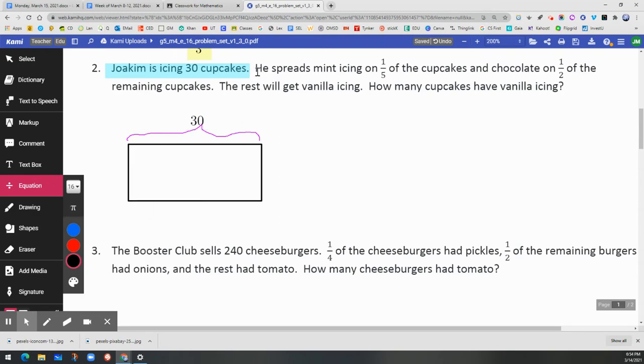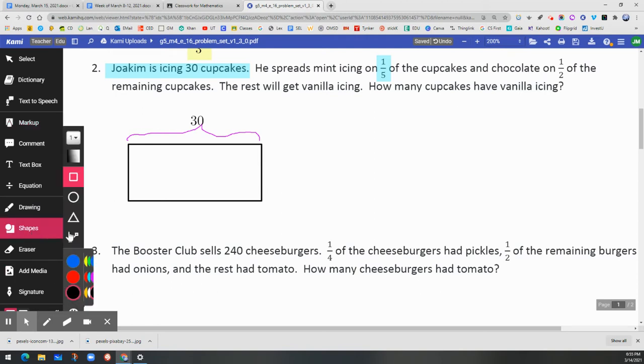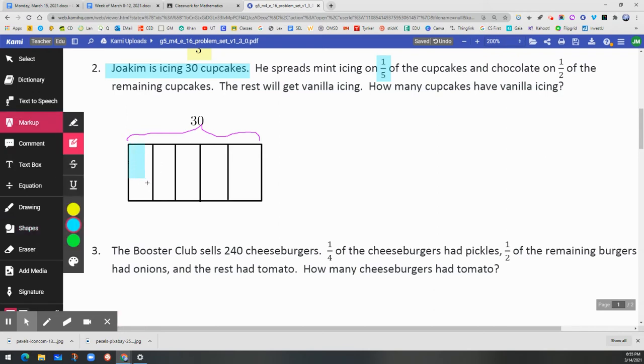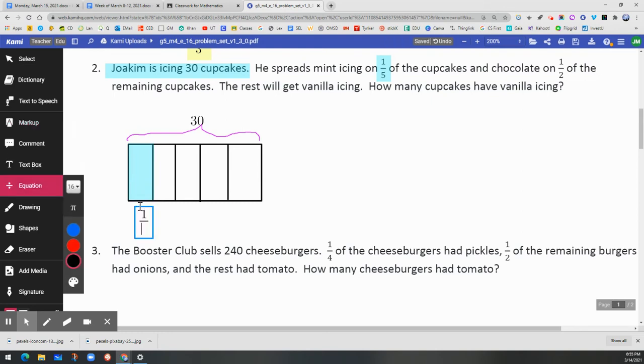Now, your next step is he spreads mint icing on 1/5 of the cupcakes. So look at that. They give us the answer right here. They're telling us how many parts are in the whole. So we're going to do exactly that. We're going to show how many parts. So that's going to be 1, 2, 3, 4, so we get 5 parts, and it says 1/5 only. So he spreads mint icing on this one, 1/5. Okay, so this is 1/5.